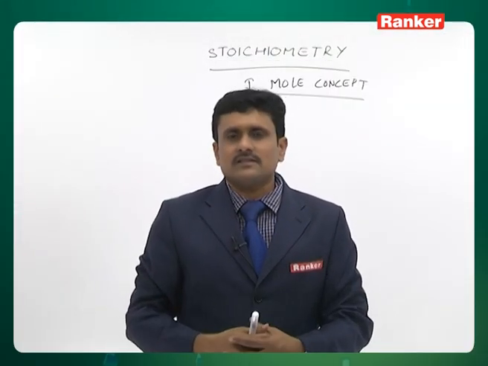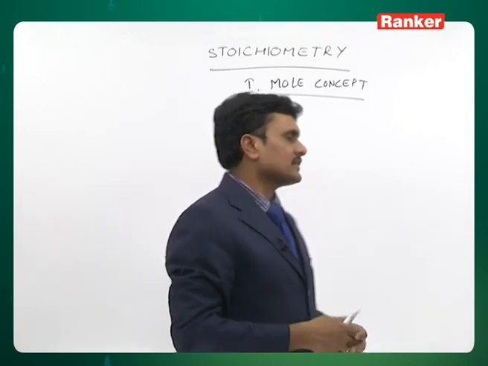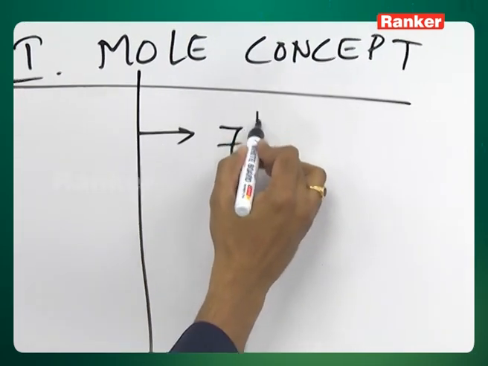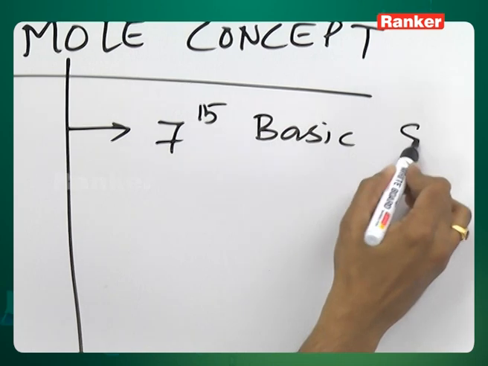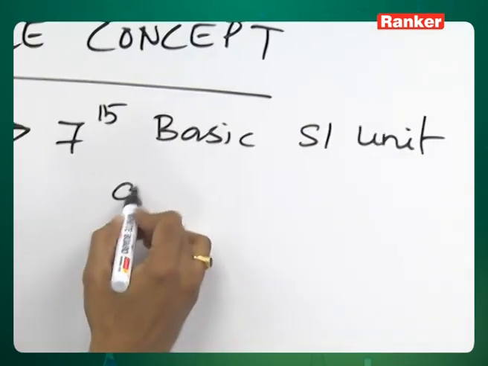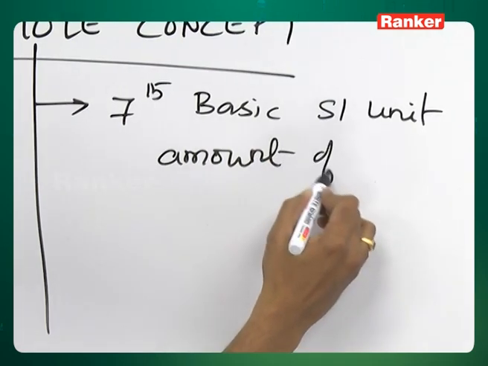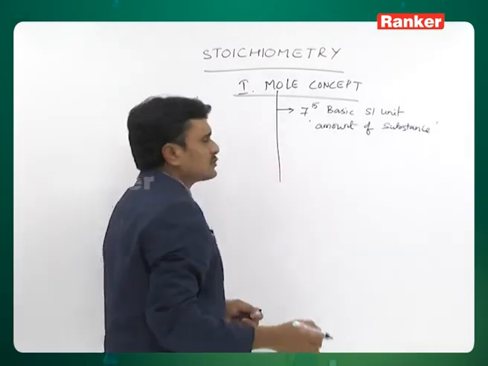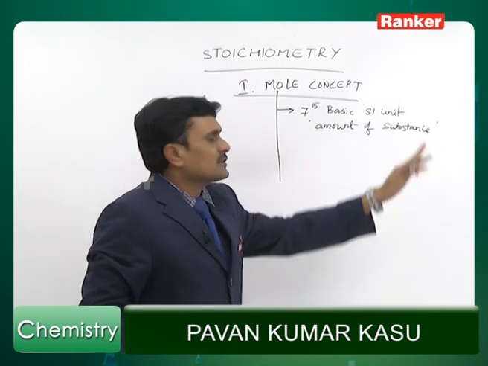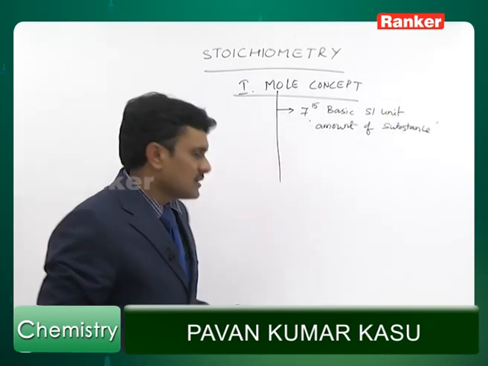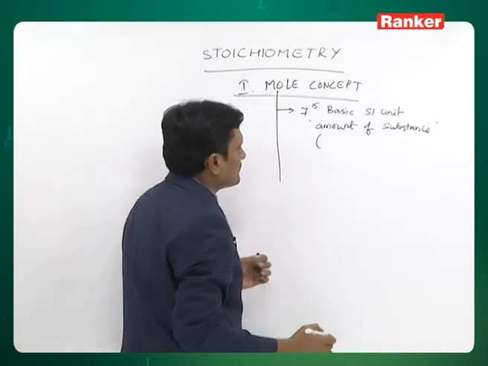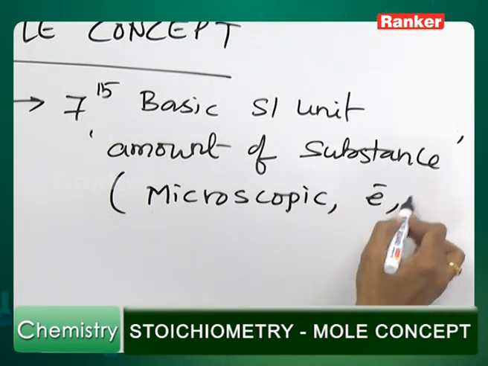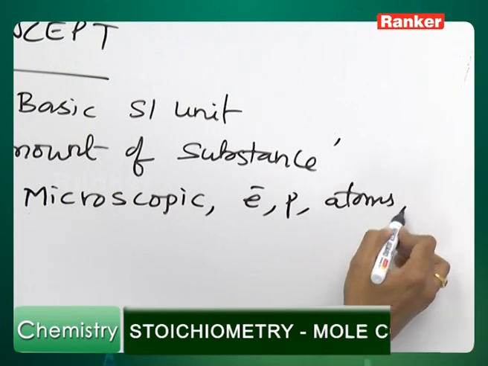Now, let us first study the mole concept. For that, we need to understand what exactly a mole is. We have to understand that mole is the 7th basic SI unit for the amount of substance. So, it is nothing but the basic SI unit for the amount of substance, which is usually taken for the microscopic particles such as electrons, protons, atoms, molecules or ions.